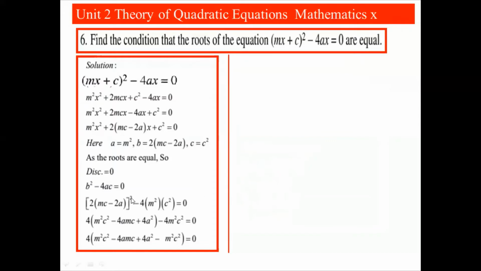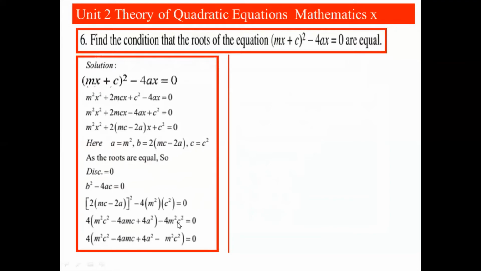Now we have to open the square. So this is 2a whole square, that is equal to 4a square. And when we open the formula for this factor, we have m square c square minus 4amc plus 4a square. Here a is mc and b is 2a. So now we have minus 4m square c square is equal to 0. We can take 4 common. So we are left with m square c square minus 4amc plus 4a square.